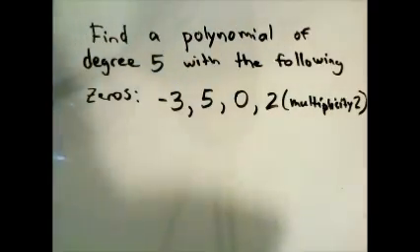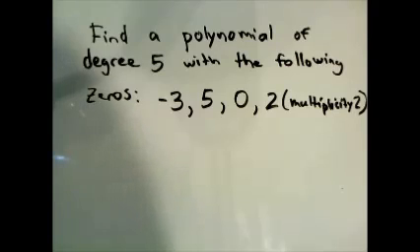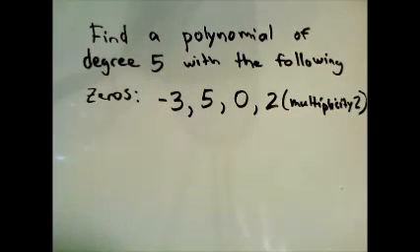Here they're having us go a little backwards. They're telling us the answers, or the zeros, of a polynomial, and they want us to find the polynomial. So first thing is to notice a pattern here.